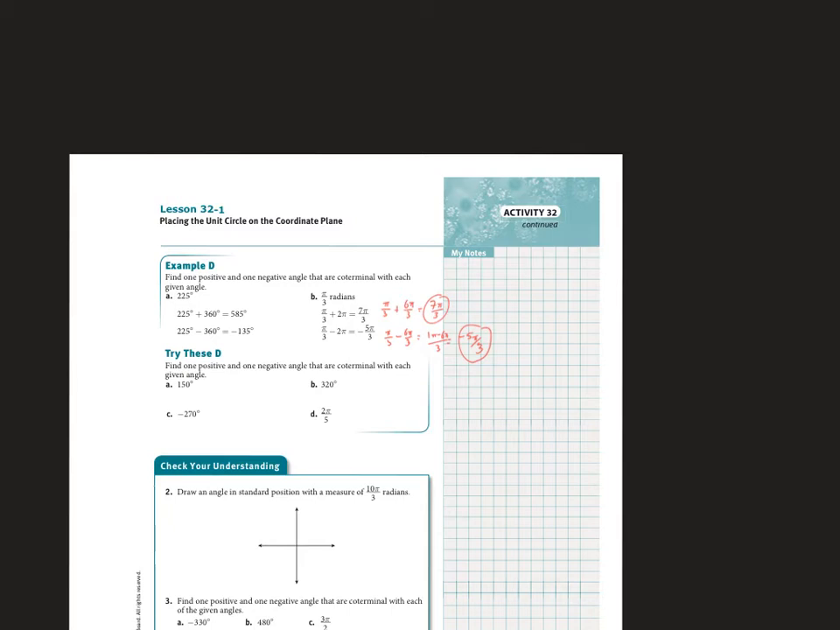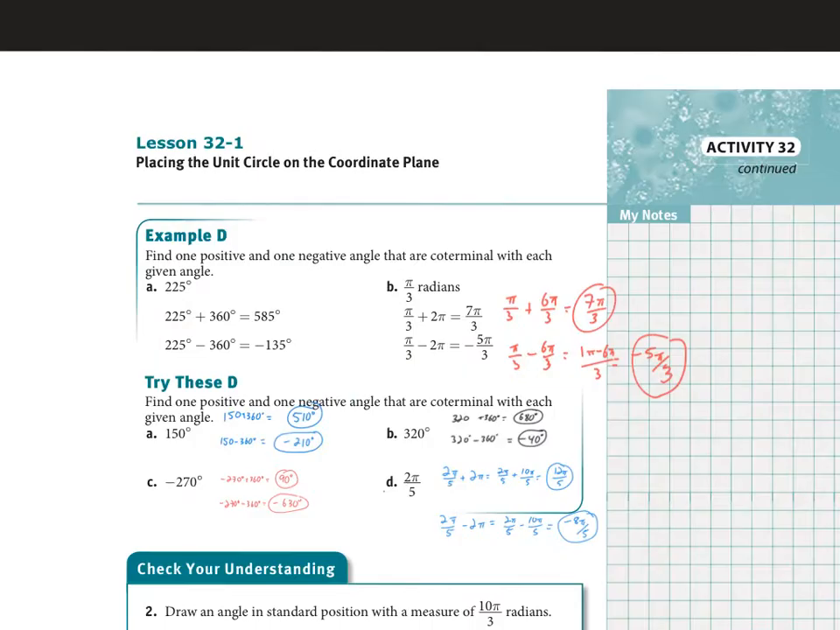So you've got try these D right here. I'm going to recommend that you pause, give all of these a try by adding or subtracting 360 from either one, or 2 pi, and then check your answers.